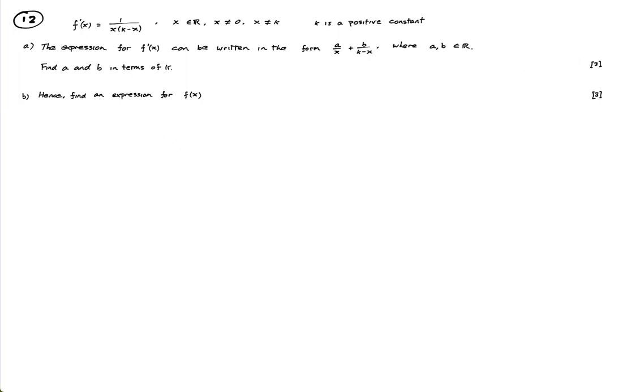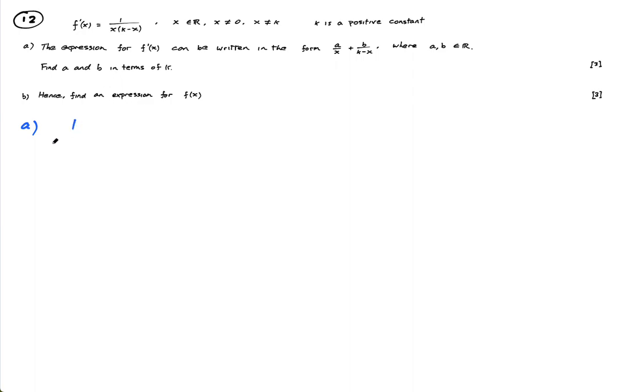Okay, so for 12 part A, we are given f dash of x, and it says basically write it in this form, a over x plus b over k minus x. This is partial fractions. That's what this lesson would be if you want to know how to do it, or if you want to watch a lesson on this. It's turn this into these two fractions, and one of the reasons we use partial fractions is to integrate this function, which we're going to in part B. Anyway, let's do this first.